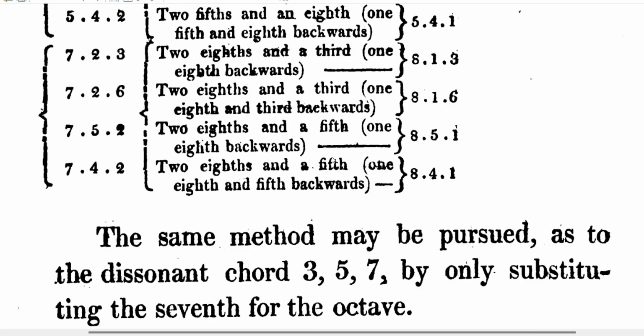The same method may be pursued as to the dissonant chord 3, 5, 7, only by substituting the seventh for the octave in all the examples above.